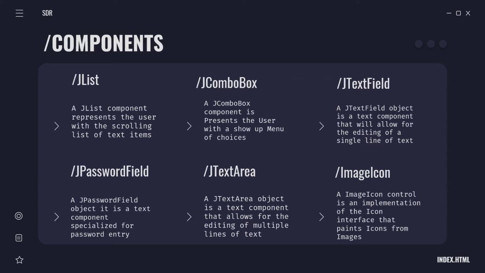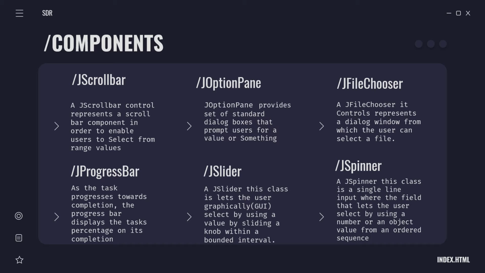ImageIcon is an implementation of the Icon interface that can paint icons from the images that are selected. Scroll bar represents a scroll bar component. In order to enable the user to select from a range of values, it creates a scroll bar which can be moved up and down.